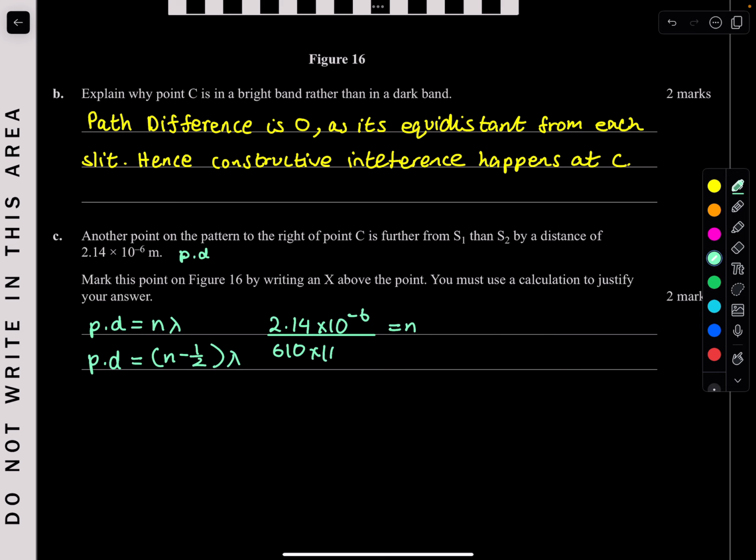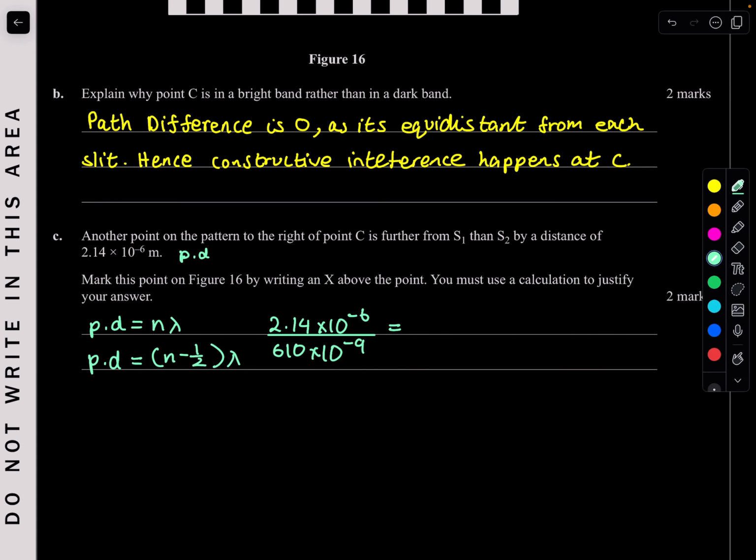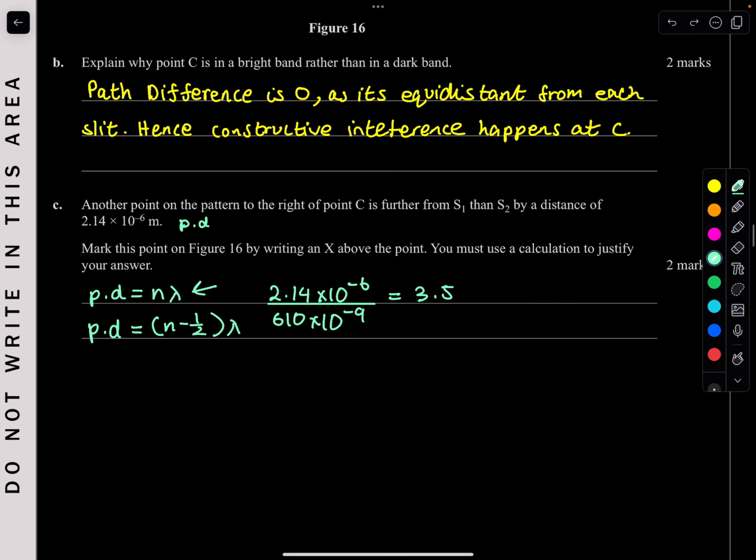So 610 times 10 to the negative 9. That gives me 3.5. Look at the answer. n has to be an integer, so it has to be a whole number. Why is it 3.5? That tells me it's not constructive interference. It must be destructive, because if you did the same thing here, putting the path difference divided by your lambda, you get n minus a half equals 3.5, and you bring that half to the other side, and you get basically 4.